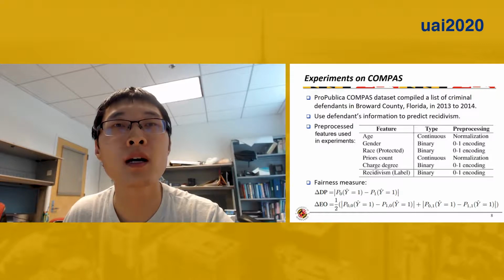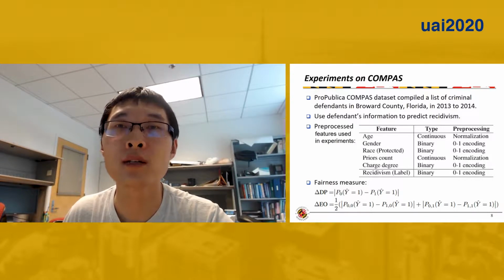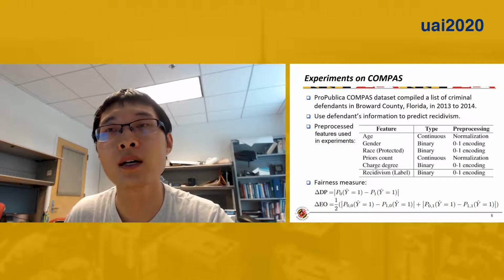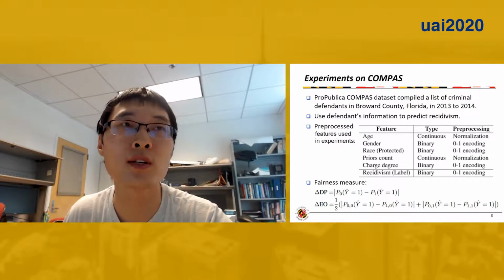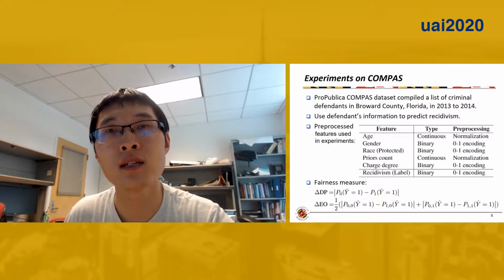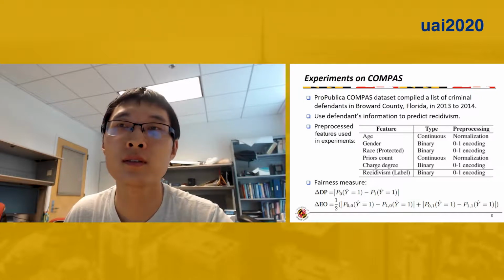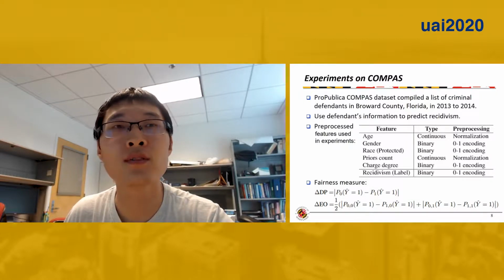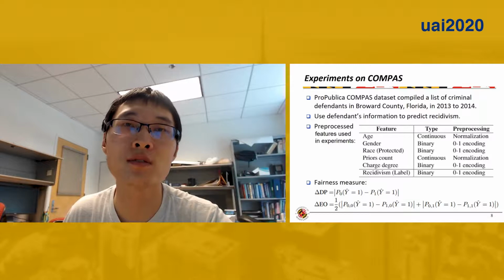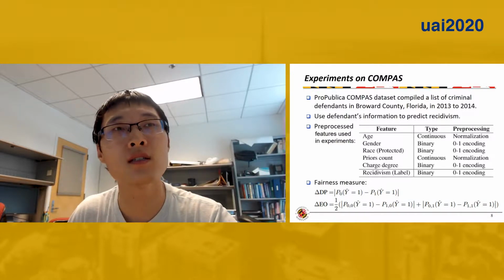We use the ProPublica COMPAS dataset, where we predict whether the defendant would commit a crime again given his or her individual information. The protected attribute is the race here, meaning African American or Caucasian. We measure the fairness level of the classification. In the DP case, by computing the discrepancy of the selection rates, and in the EO case, by computing the discrepancy of the true positive rates and false positive rates.